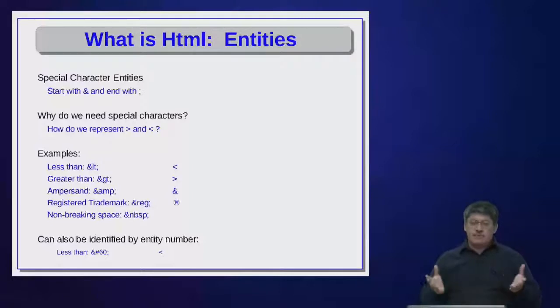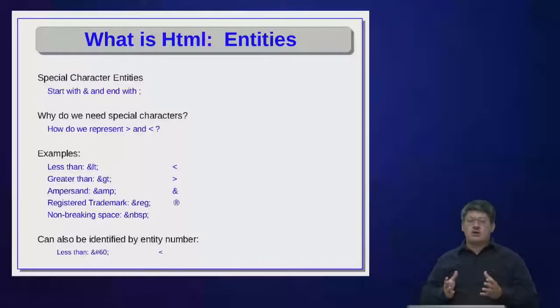So some examples of special character entities are the less than. To embed a less than in a document, you would write ampersand LT semicolon, and that would give you a less than character. To do greater than, ampersand GT semicolon. And some of the other things that you can do are listed here. An ampersand itself is ampersand AMP semicolon.